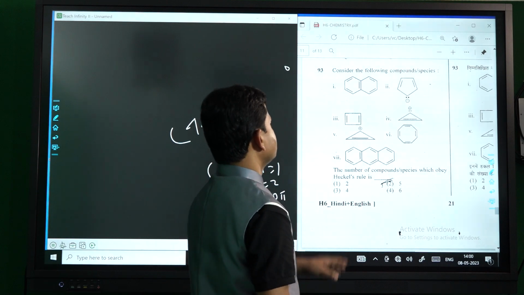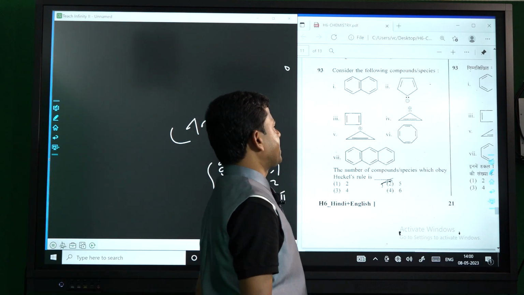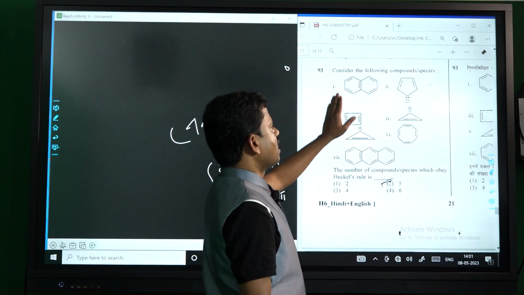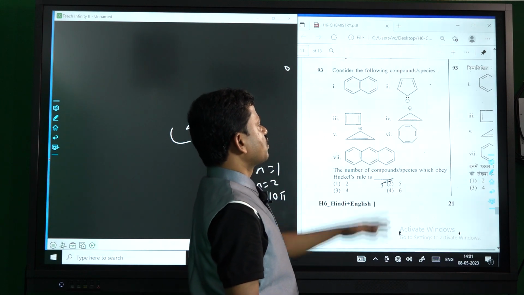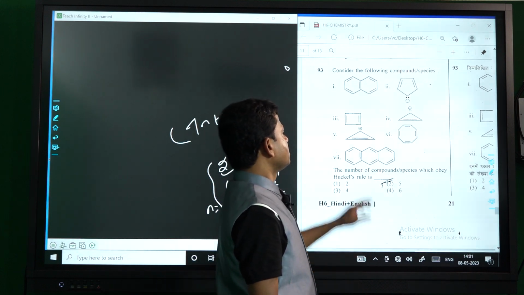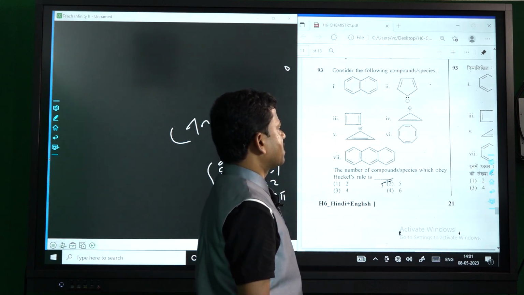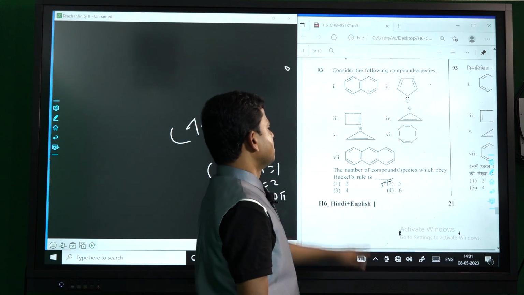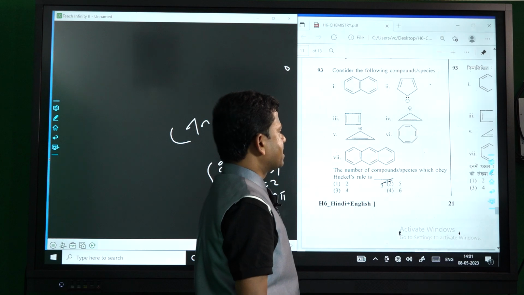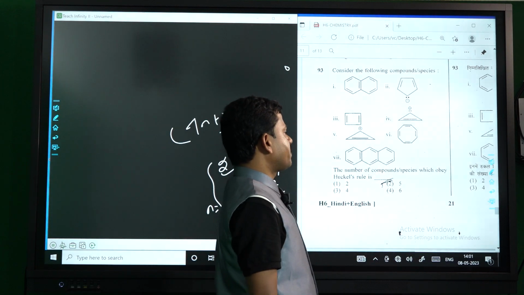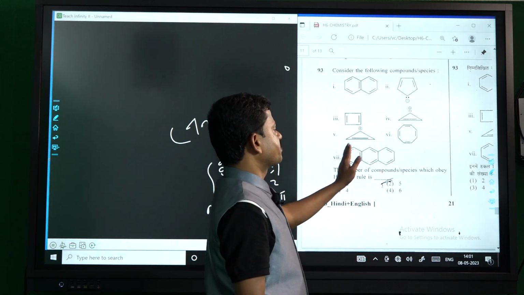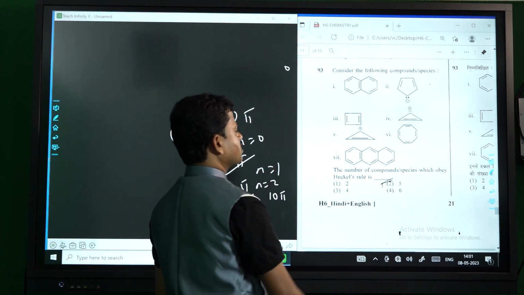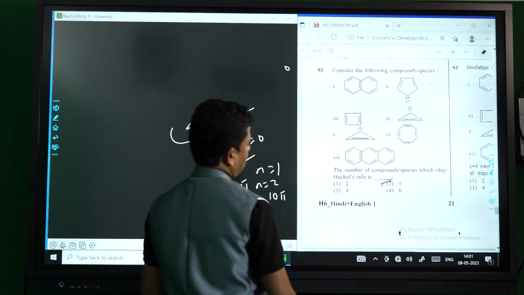Very simple thing: you just count the number of pi electrons. In the first compound, you get 10 pi electrons. The second has 6 pi electrons. The third has 4 pi electrons, anti-aromatic. Here is a 2 pi electron aromatic. Here is 8 pi, also anti-aromatic. Here is 14 pi, aromatic. So 4 compounds or species obey Huckel's rule. So option 3 is correct.